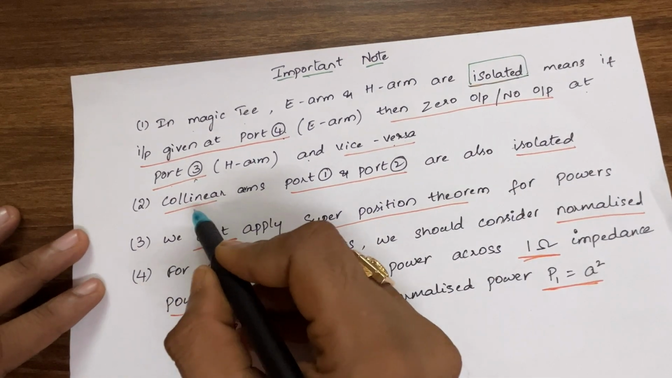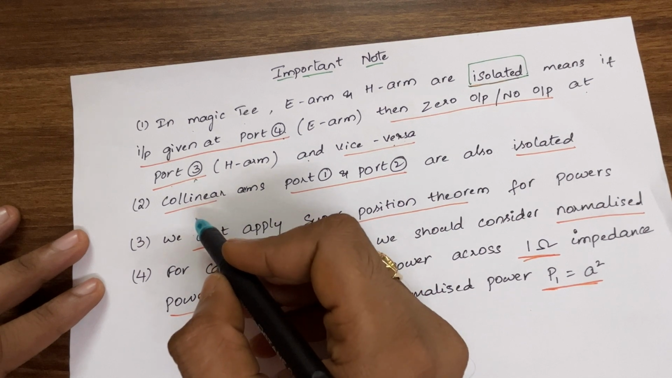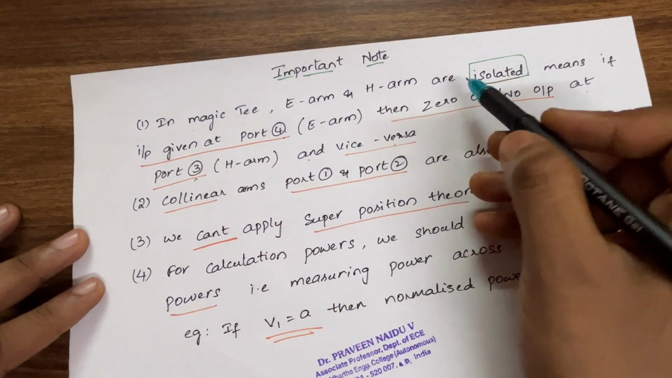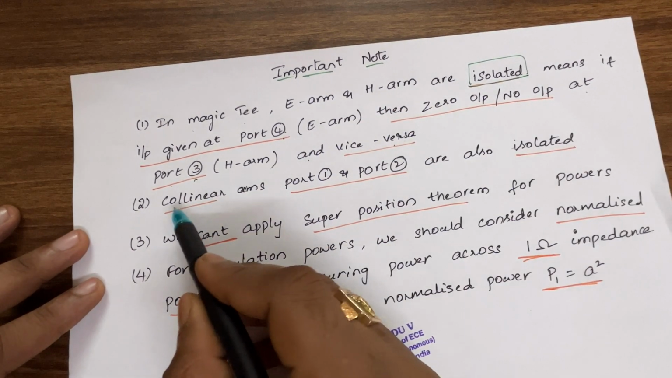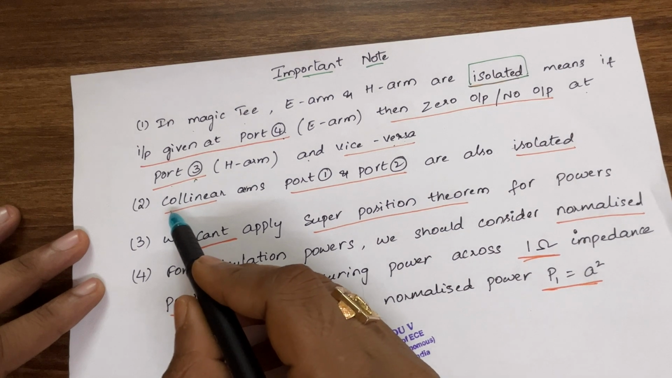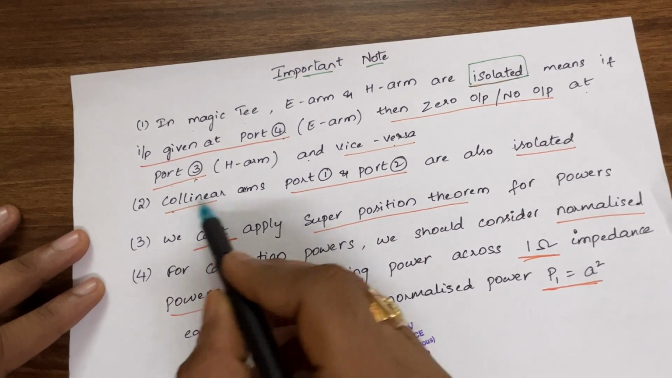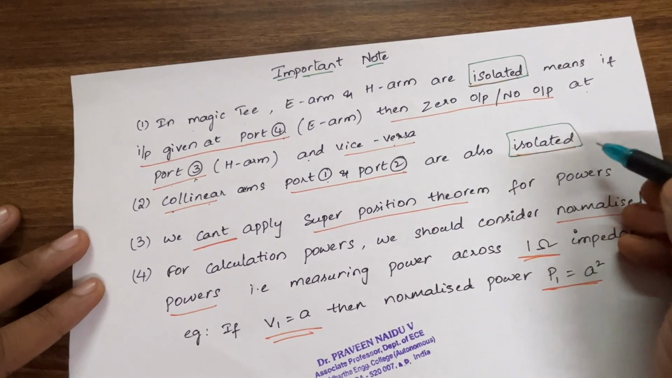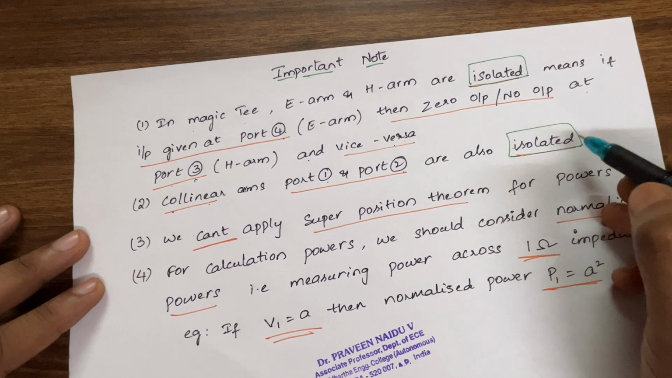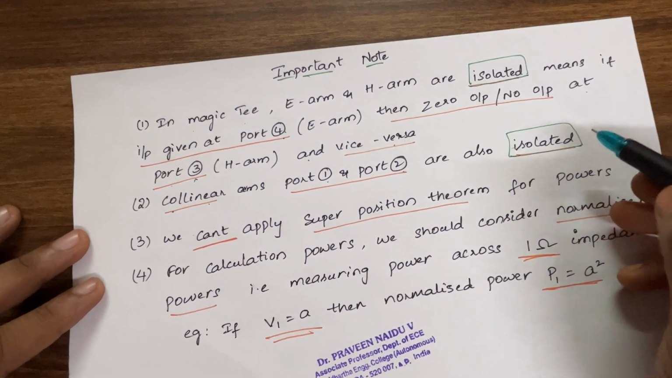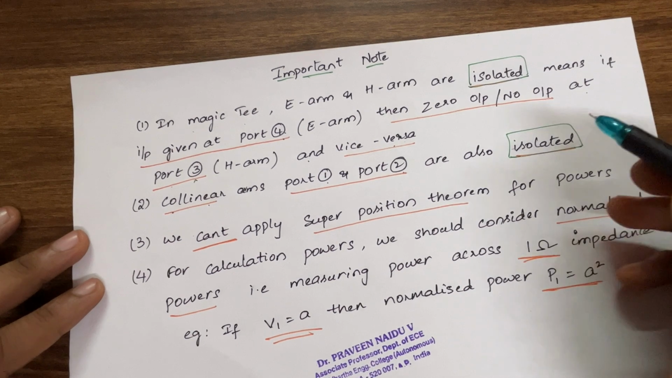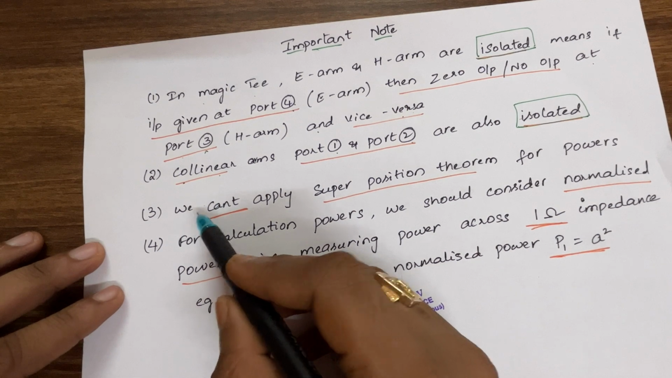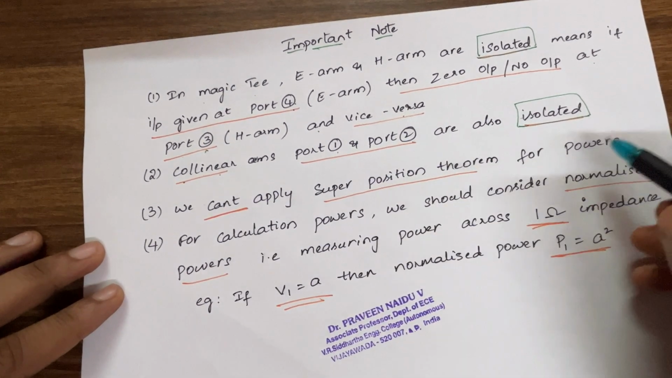And also, because magic T is a 4-port device, we are going to have port 1, 2, 3 and 4. So 3 and 4 are isolated ports, and port 1 and port 2 are named as collinear ports. So collinear ports 1 and 2 are also isolated ports. So in magic T, we have port 1 and port 2 isolated, and port 3 and port 4 are also isolated. And another important point is, while finding the powers, we can't apply the superposition theorem for powers.